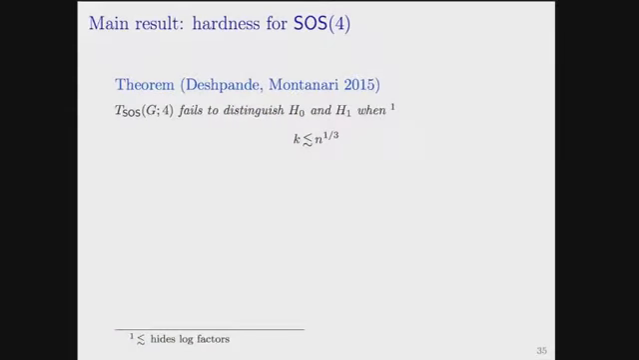So this is the main result. It's a result for d equals 4, and this is the first somehow non-trivial level of the relaxation, which goes beyond the spectral methods, which is that this particular test fails when k is smaller than n to the 1/3, where the twiddle means that I'm ignoring a few log factors, because I think Boaz might agree that what are a few logs between friends?